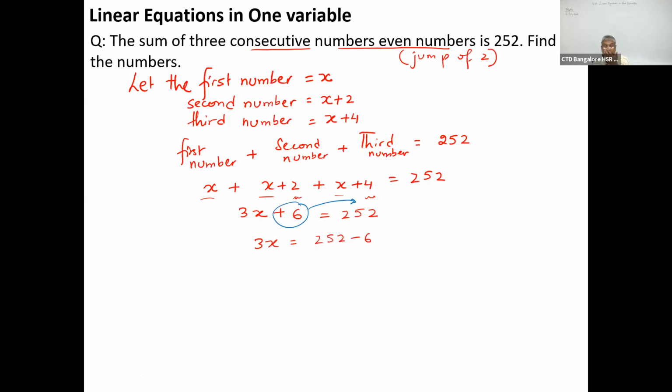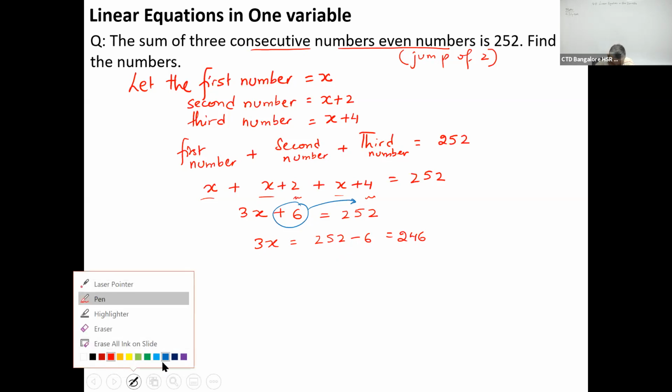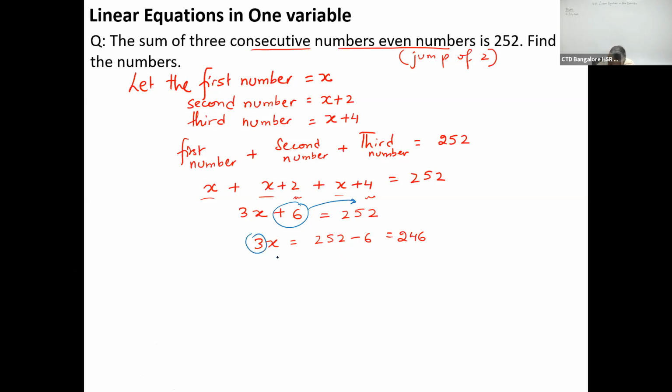So how much is 252 minus 6? 248. No, 246. So that is 246. Now it is 3x this side. What do we do? 3 is multiplying x. So we will again transpose 3 and we will bring it down as a divide.